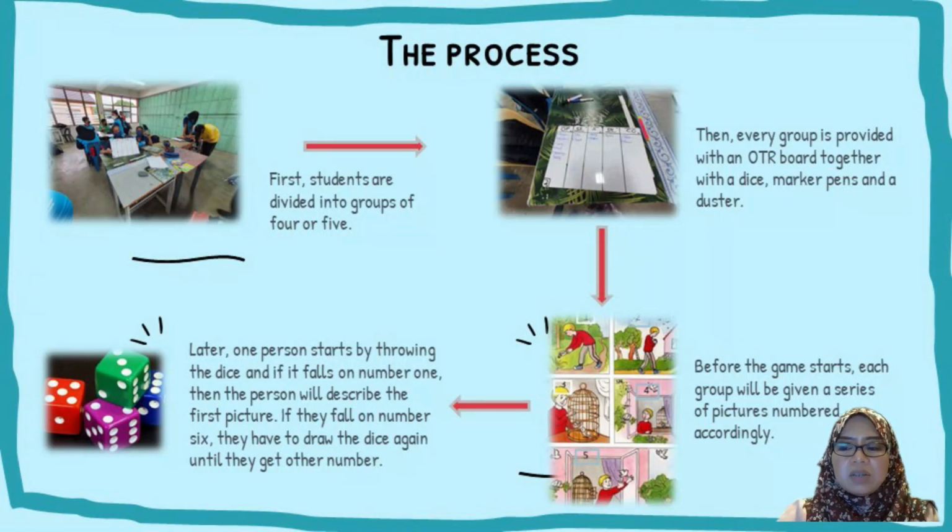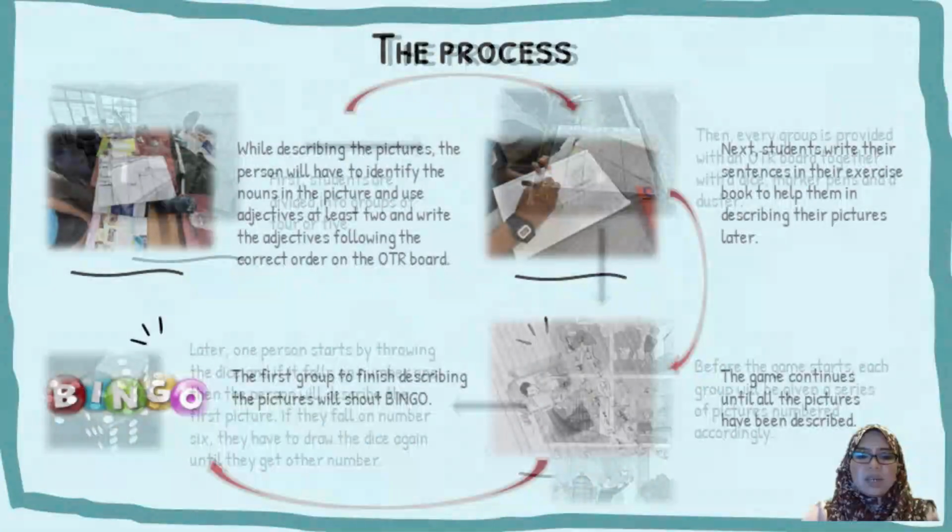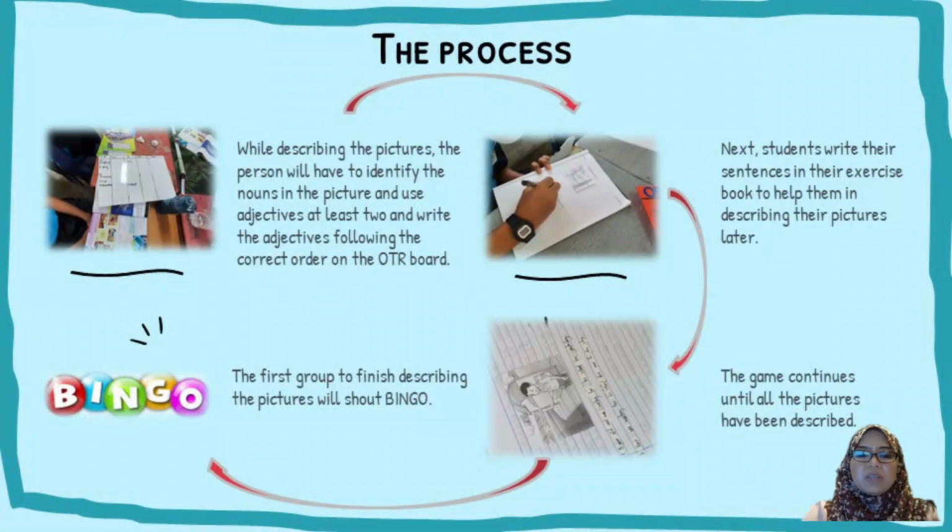Then, later, one person starts by throwing the dice, and if it falls on number 1, then the person will describe the first picture. If they fall on number 6, they have to draw the dice again until they get the other number. Next, while describing the pictures, the person will have to identify the nouns in the picture and use adjective, at least 2, and write the adjectives following the correct order on the OTR board.